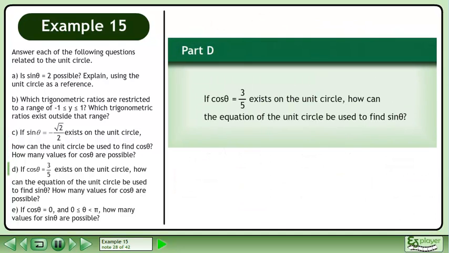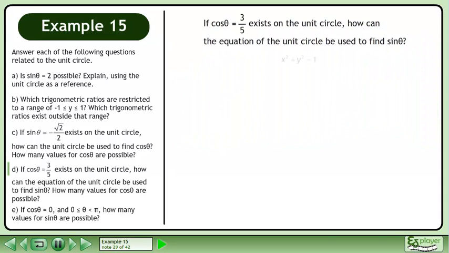Now we'll move on to part D. If cos theta equals 3 over 5 exists on the unit circle, how can the equation of the unit circle be used to find sine theta? The equation of the unit circle is x squared plus y squared equals 1. The x-coordinate of the unit circle is cos theta. Plug in 3 over 5 for x.